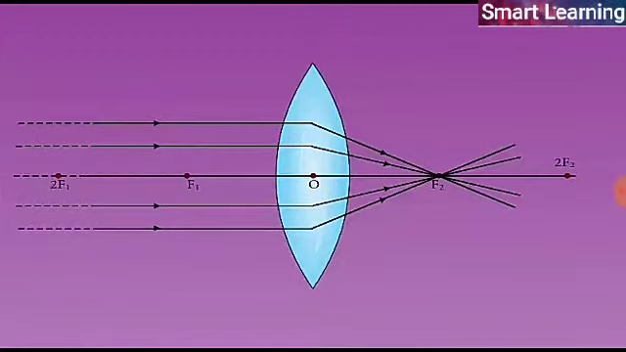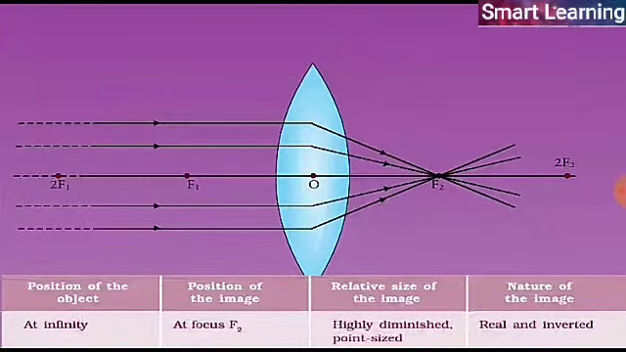The ray passing through the optical center of the lens goes undeviated. The refracted rays meet at a point on the other side. Thus, the real image of the object is formed at second principal focus f2 of the convex lens. Here we conclude that when the object is at infinity, the image is 1. At second principal focus of the lens, 2. Real and inverted, 3. Highly diminished, that is, the image is much smaller in size than the actual object.